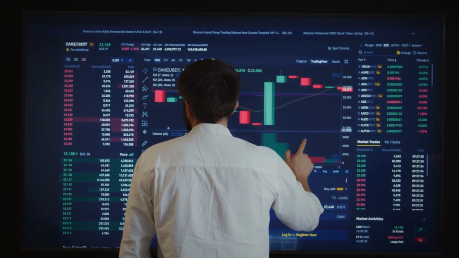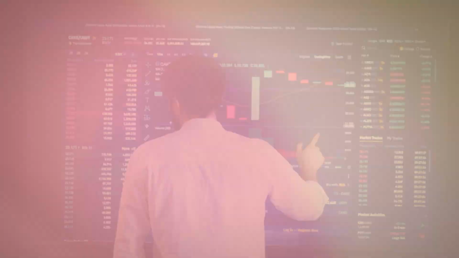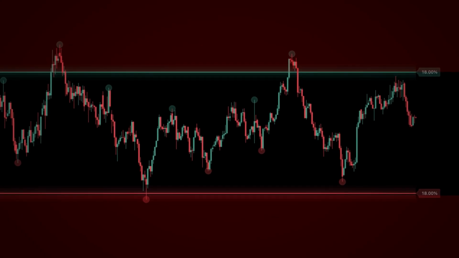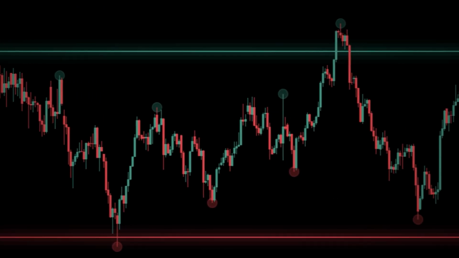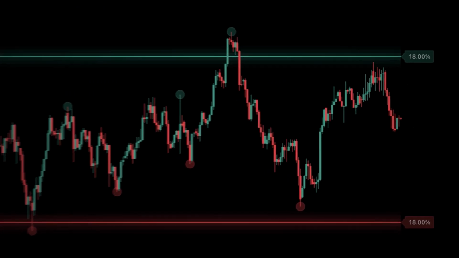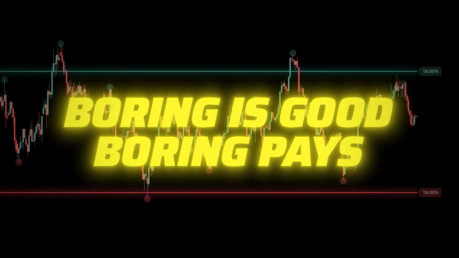Execution is boring by design. Entries only at or around mapped levels with confirming behavior. Stops beyond the zone, not inside it. Partials at defined targets. A trailing plan that respects structure instead of feelings. Boring is good. Boring pays.